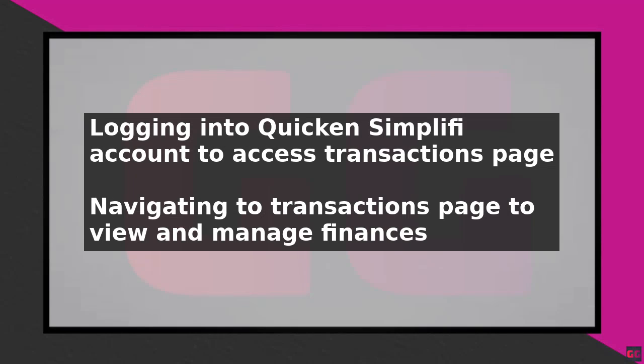To create categories in Quicken Simplify, start by logging into your account and navigating to the Transactions page. This is where you can view and manage all your financial transactions. The first step is to understand what categories are and how they work in Quicken Simplify.